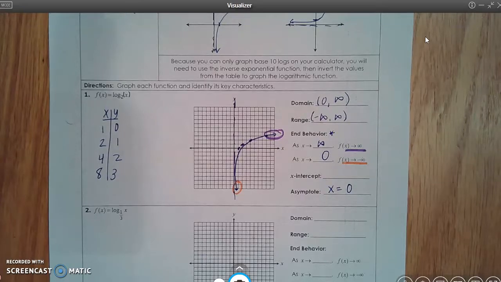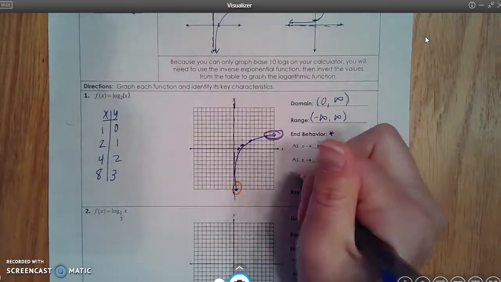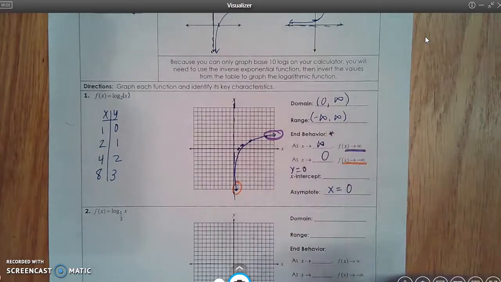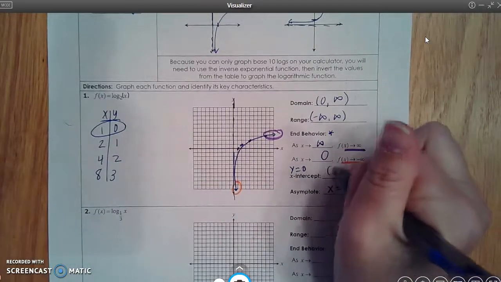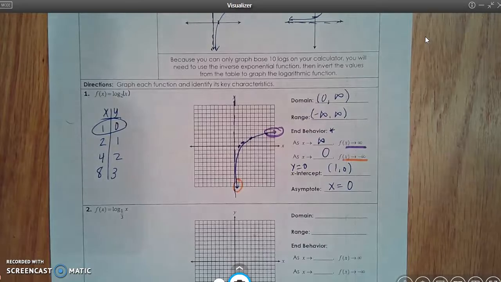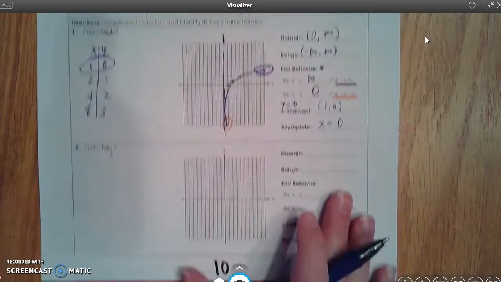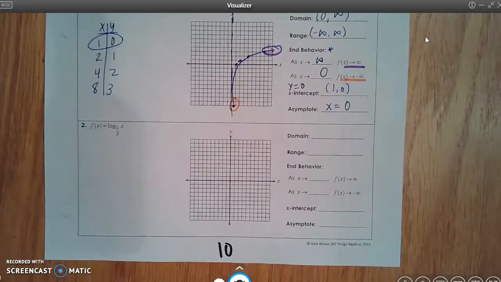Last but not least, we're trying to find the x-intercept. Your x-intercept is when y equals 0. And in this case, it occurs at (1, 0).